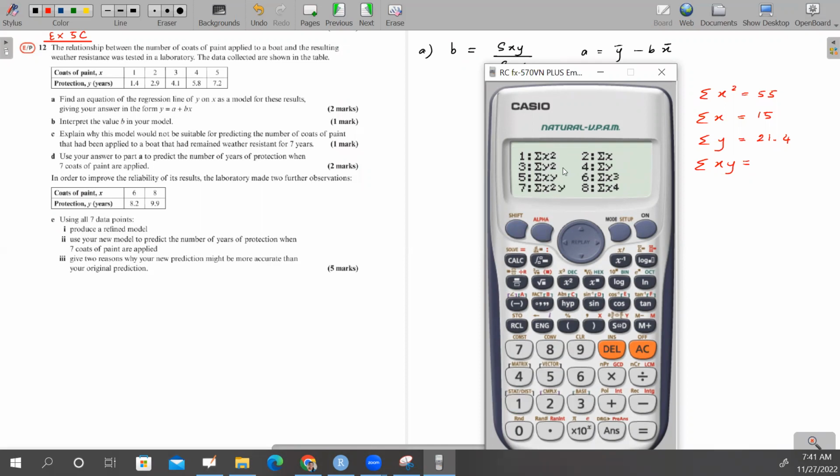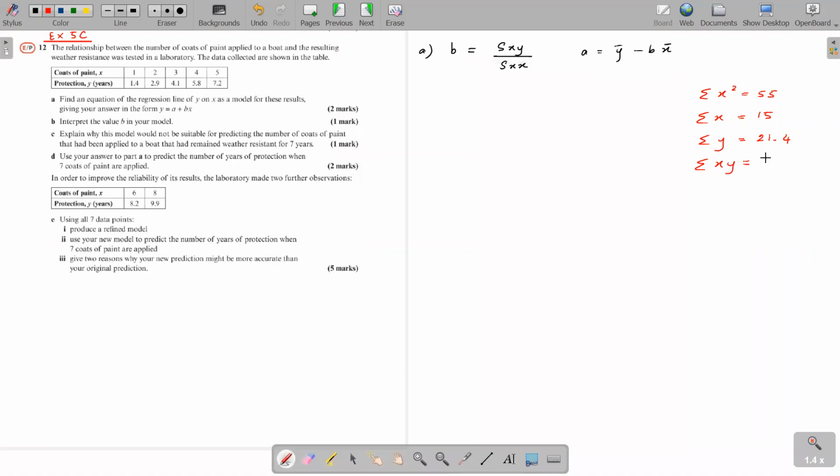Sigma xy is number 5. Can you guys see? Sigma xy is 78.7. Can you guys see what I just did? So now after you come to this stage, let's input the values.